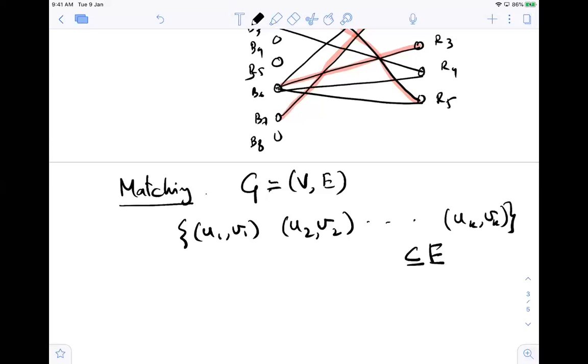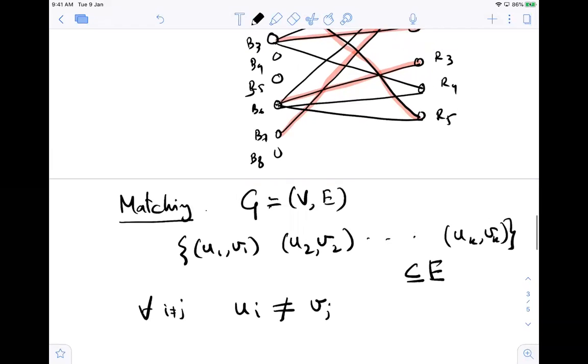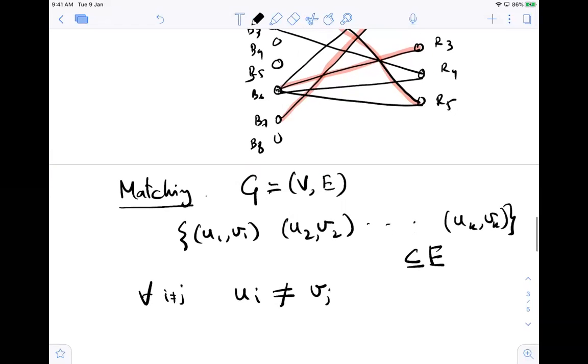The property is about the vertices that you have found. For all i and j, with i not equal to j, of course, ui is not equal to vj. Oh, sorry, I mean ui is not equal to uj, ui is not equal to vj, and ui is not equal to vi also.